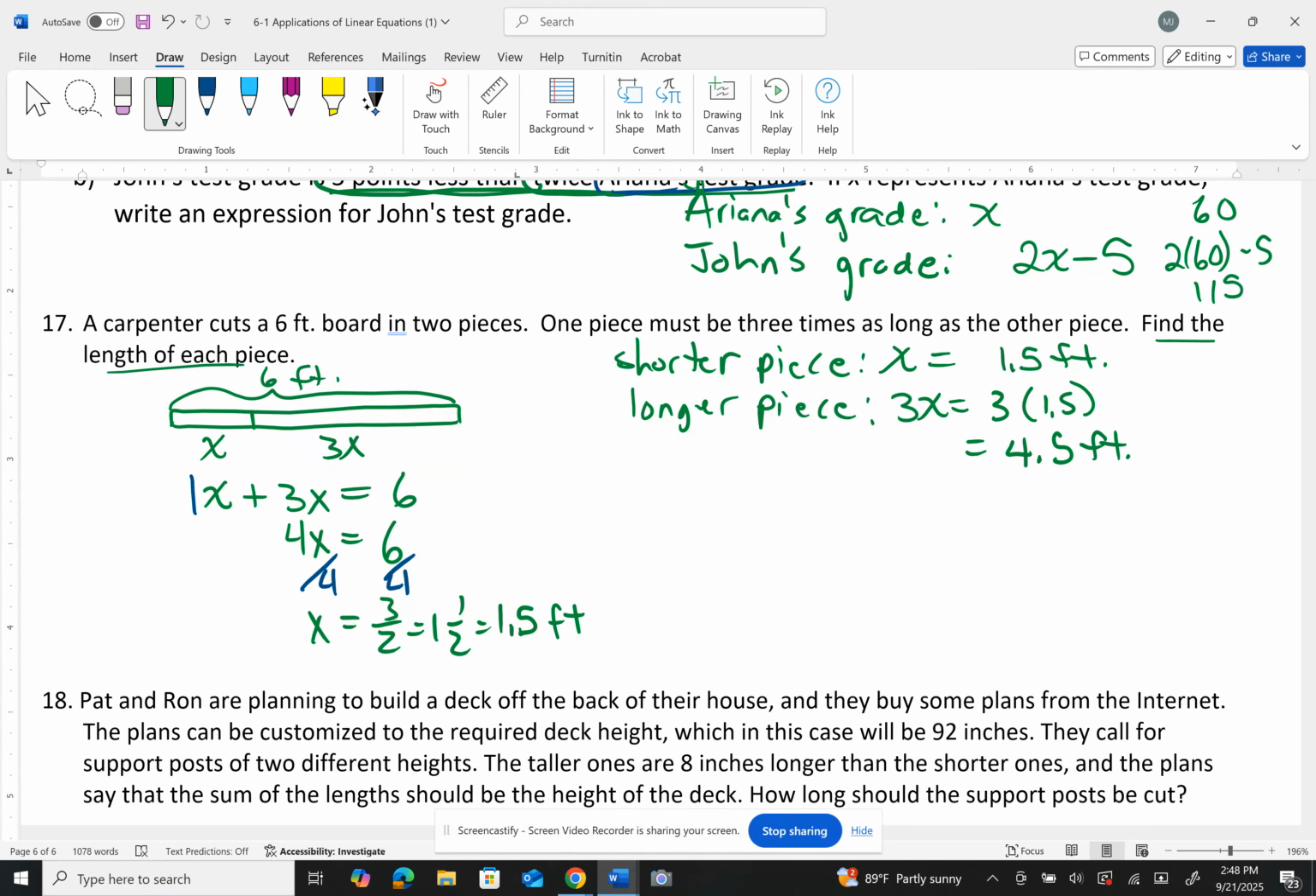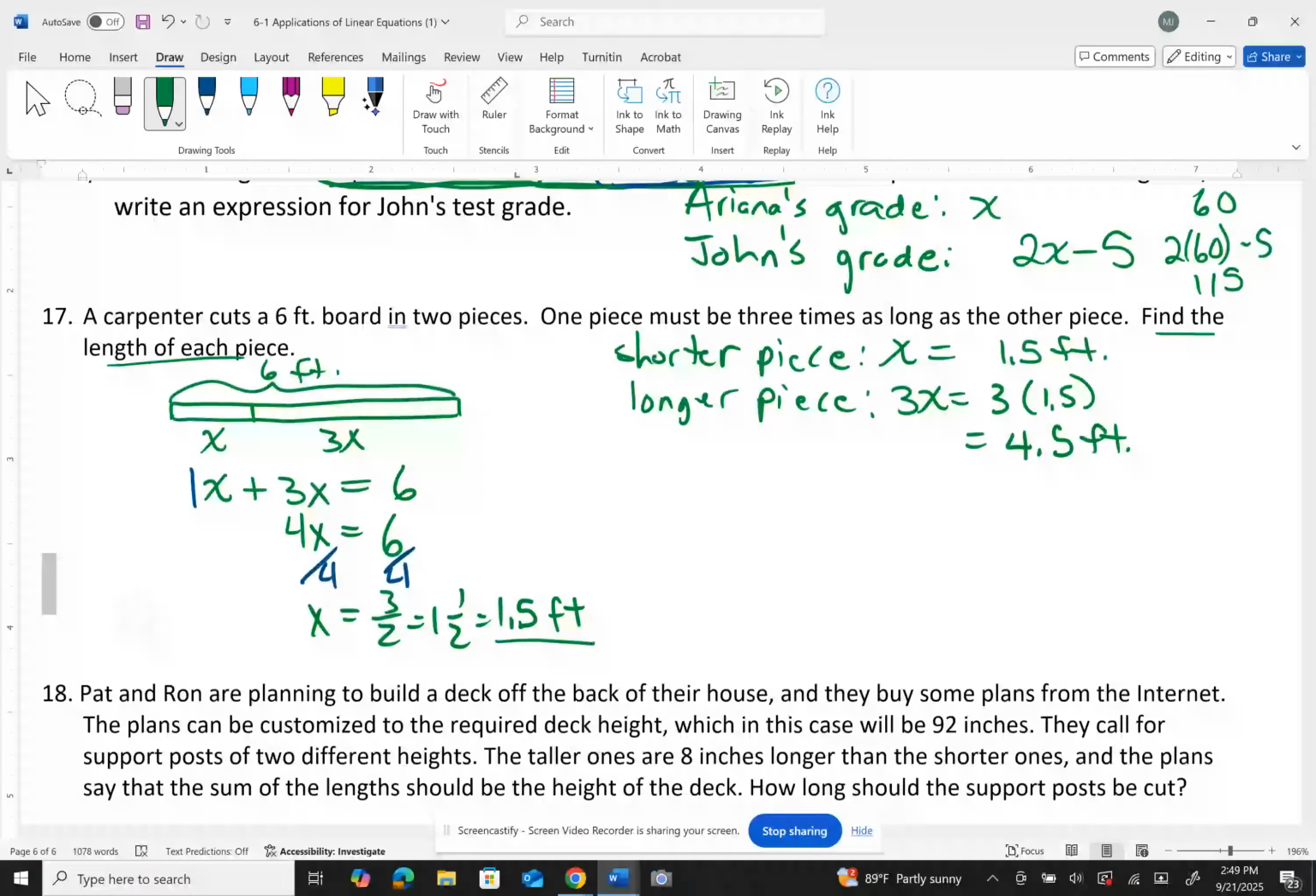And on questions like that, watch out. They might just ask you for the longer piece. And if they did that, you'd have to know not to put in 1.5, but to wait until you do 3 times it, because the longer piece would be 4.5 feet. And then if it asks you for both parts, just make sure you put the correct one in the correct spot. Shorter piece, 1.5, longer piece, 4.5 feet.